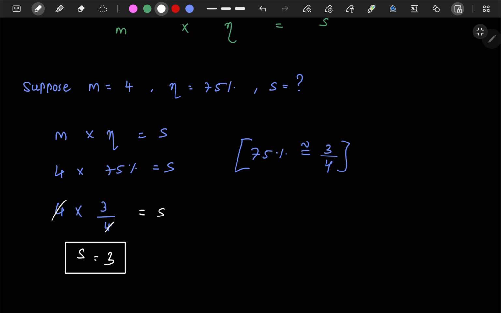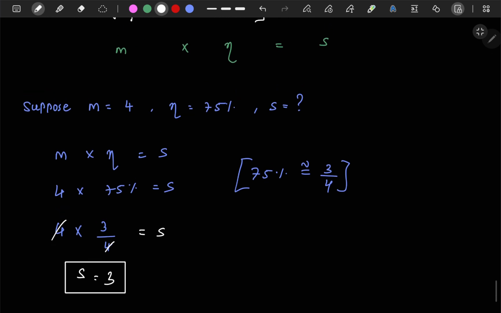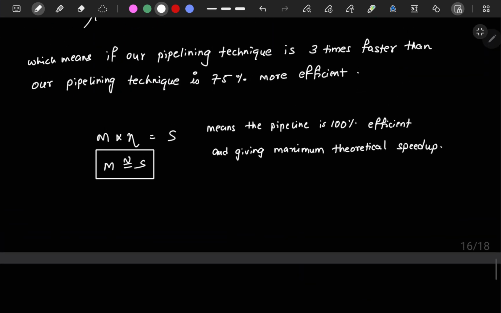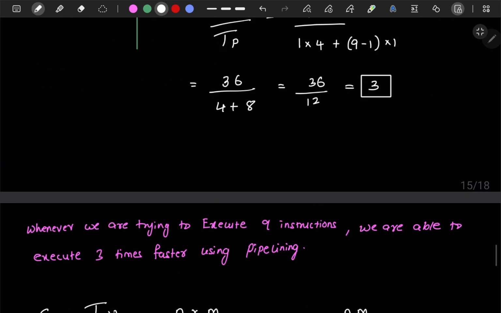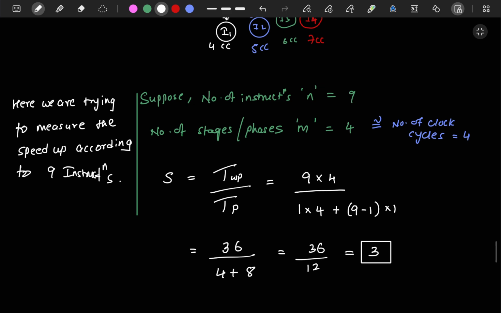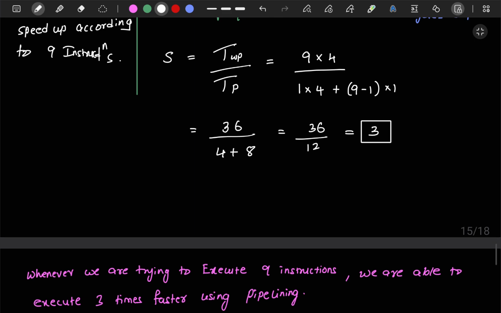So what is the meaning of this? That is what you have to understand. We got speed up equal to 3. We also saw back then that we got speed up equal to 3. Here we got speed up equal to 3. The same thing we are getting here. So what is the meaning when we are taking a relation between efficiency and speed up?